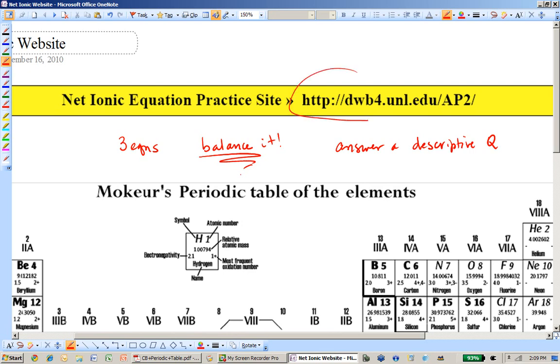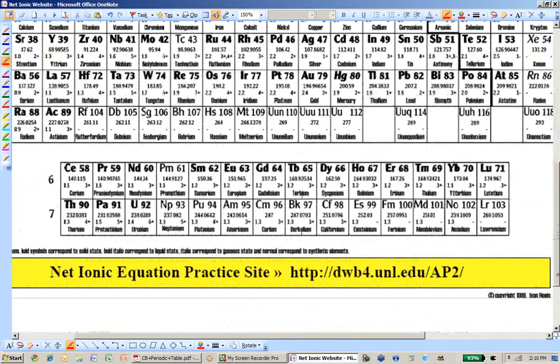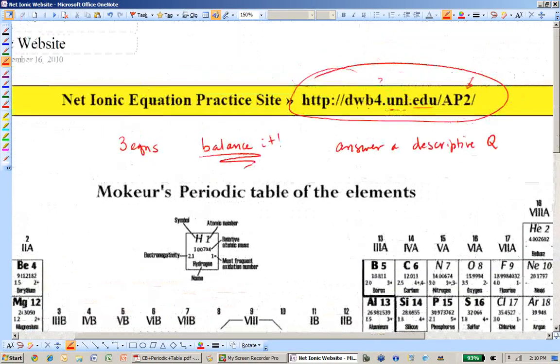So this site right here, I know it's not a friendly URL, but UNL stands for University of Nebraska at Lincoln. EDU is obvious for education. David W. Brooks is what that part stands for. I don't know what the 4 stands for, and I suspect this was his second attempt at this and second version. But this is just a periodic table that has that site on it, so I just use this as a way to give you that URL. Write it down, bookmark it, use it often.